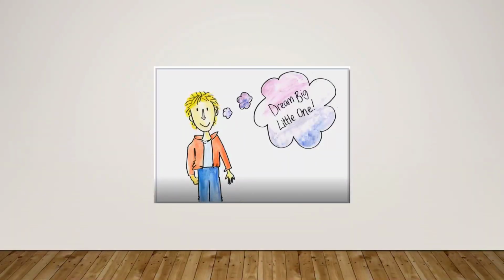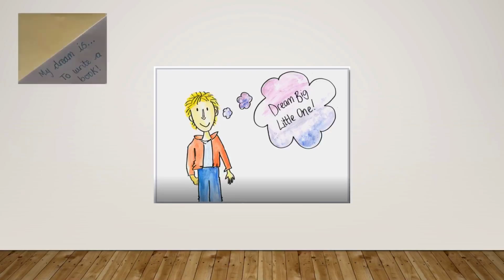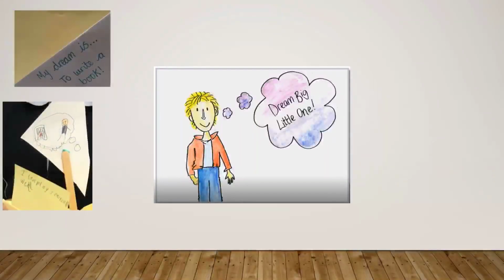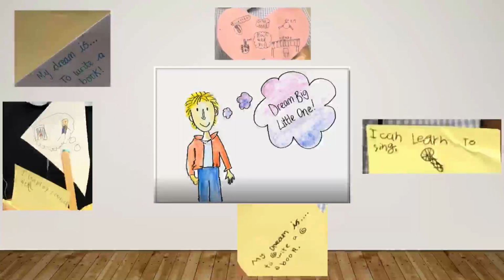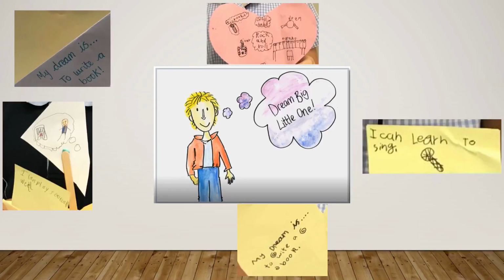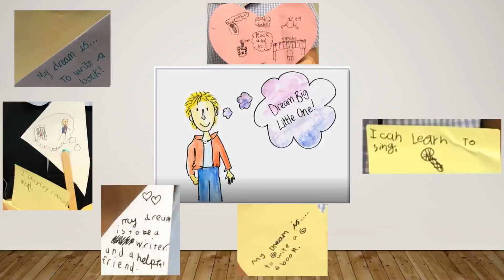Here are some dreams that other children have made. While you're drawing your figure, you could be thinking about your own dream. Some said they wanted to play football really well. Some child said they wanted to learn how to sing. Another, their dream was to write a book. Their dream is to be in a rock and roll band.